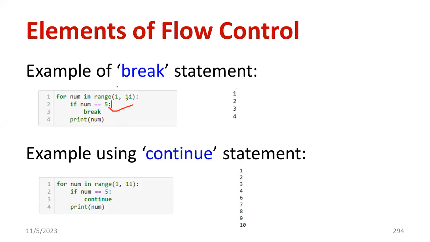Why is it not printing 5? Because once it reaches 5, it will come out. That is why the output will be in this fashion, and you will get up to 4. If I talk about continue, it is just the opposite of break. Let us define a for loop by using the keyword for. Num is a variable in the range of 1, 11. Here range is a function. If the number is equal to 5, then go for continue.